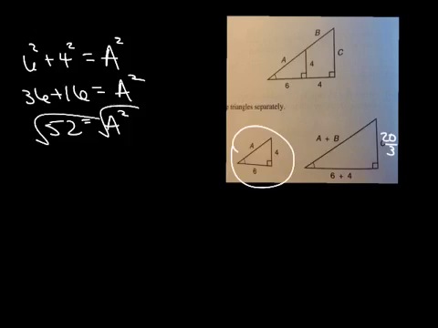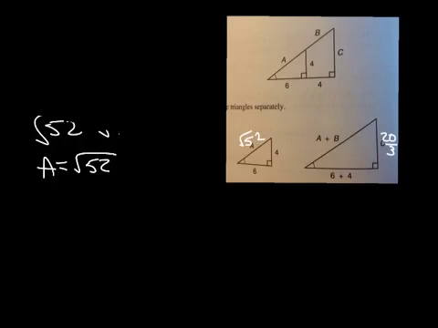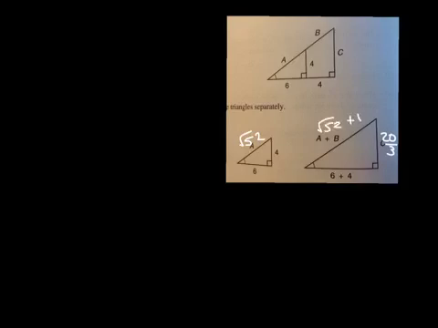Square root of both sides. So A is the square root of 52. Well, that's not very fun, but that's what we get. Okay, so then finding B is going to be a lot easier for us, because this side is going to be the square root of 52 plus B. So now I can compare my hypotenuses with, say, this bottom here.